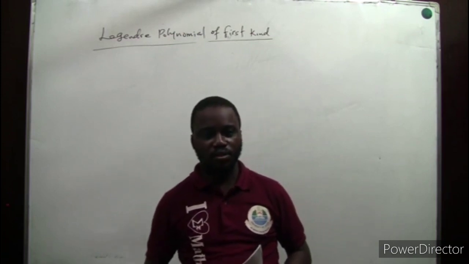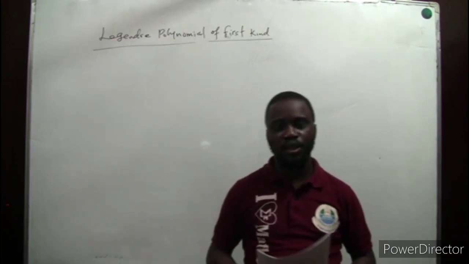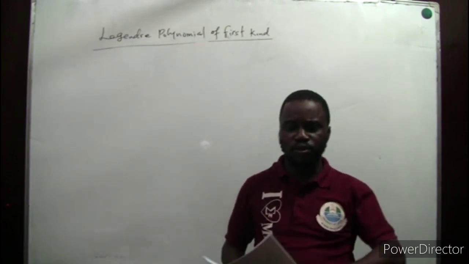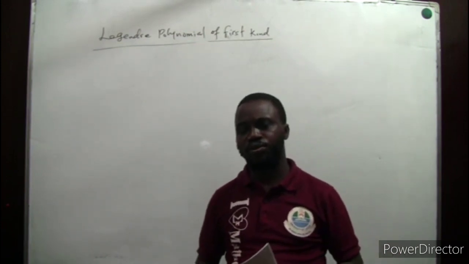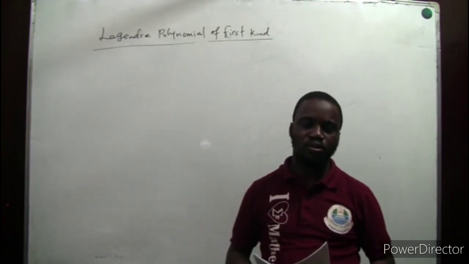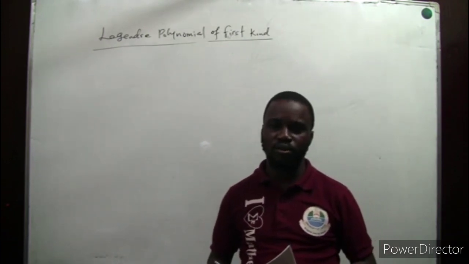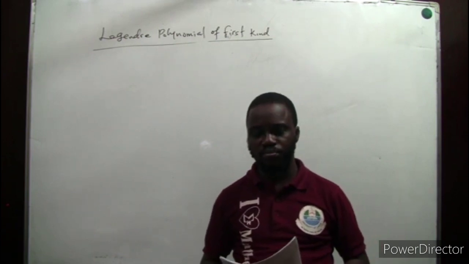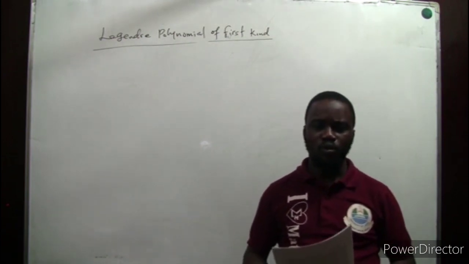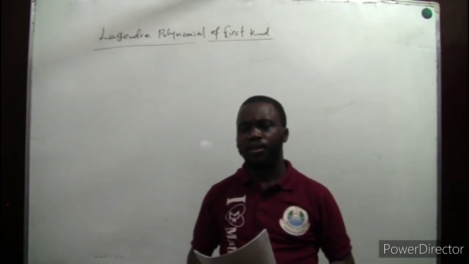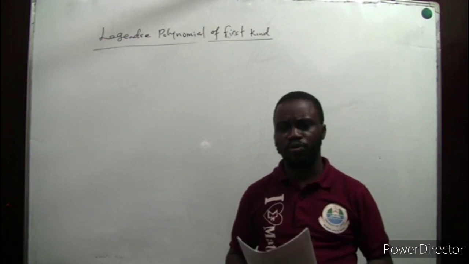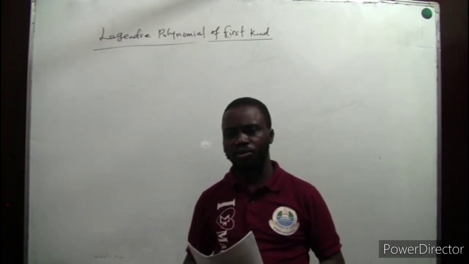In our previous class, we discussed the Legendre equation. We solved the equation using the method of Frobenius. We generated the solution to the Legendre equation, and these solutions are called Legendre polynomials. We also established the relationship between the Legendre polynomial of the first kind and the hypergeometric function.